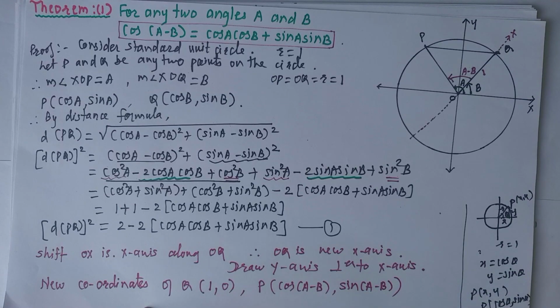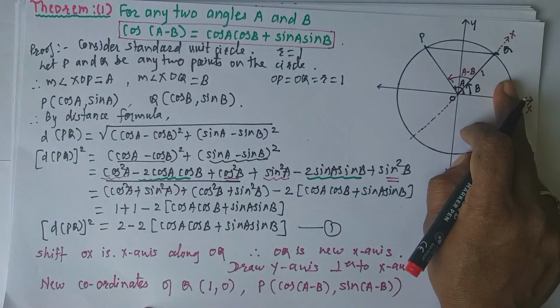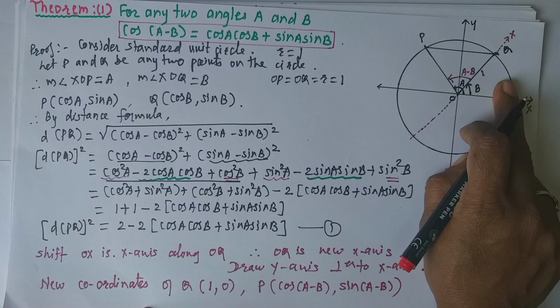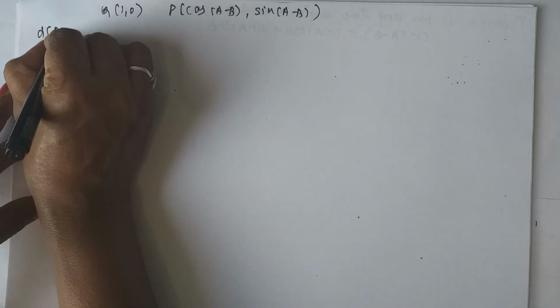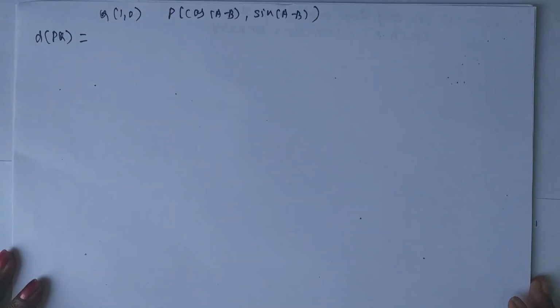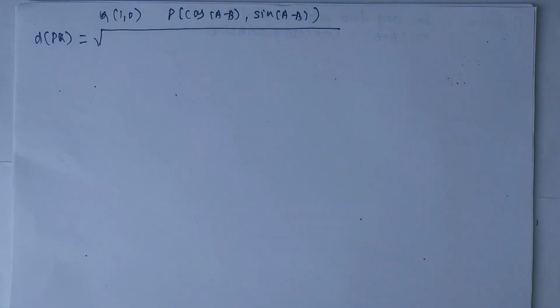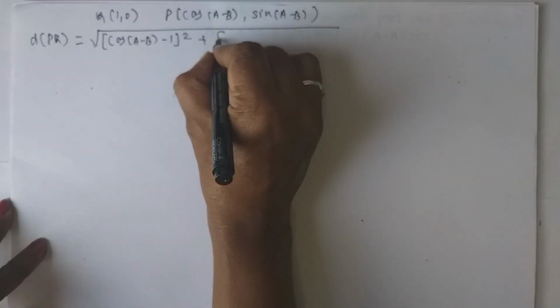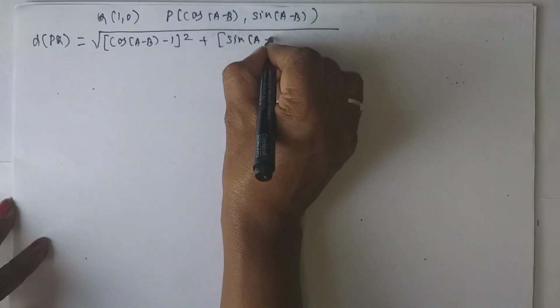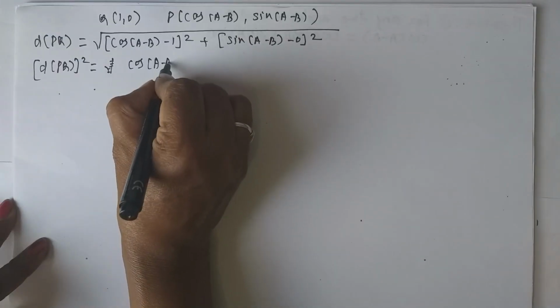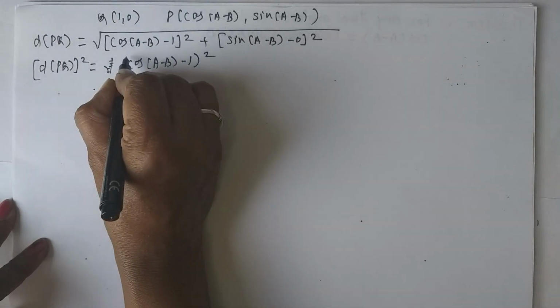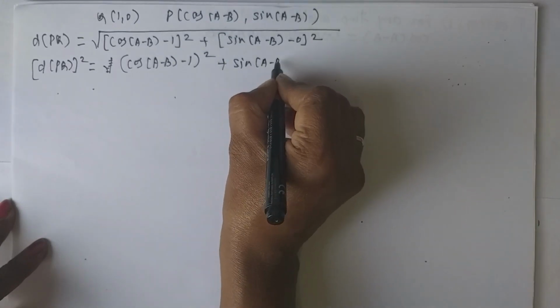Now with respect to these new coordinates, we will find again this length PQ, or this distance PQ. Now what will be this distance PQ? Again by the distance formula, this will be under root, difference of x coordinate, its square, plus difference of y coordinate and its square. Squaring both sides, we will get PQ squared equals (cos(A minus B) minus 1) whole square plus sin(A minus B) its square.